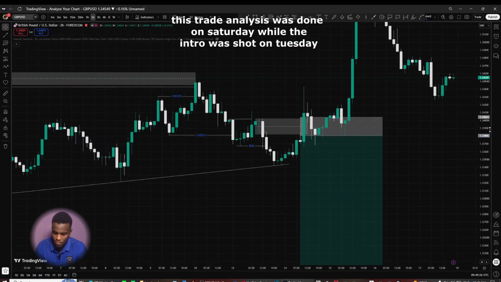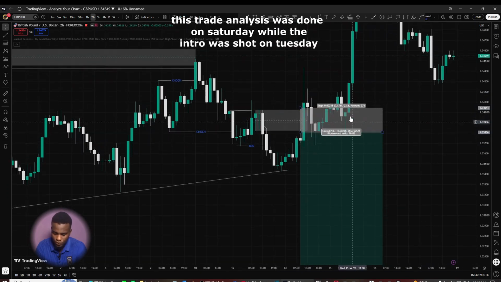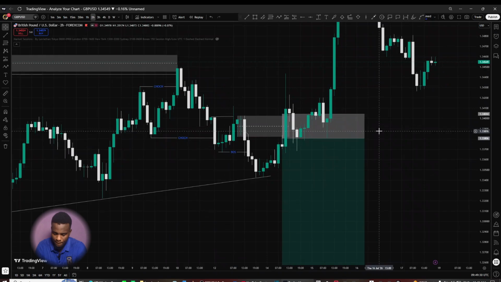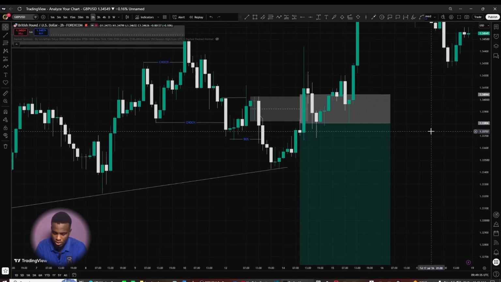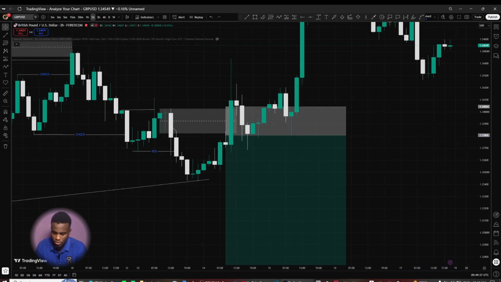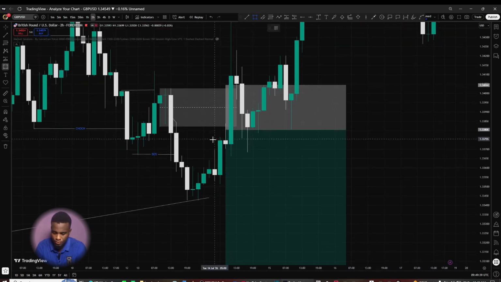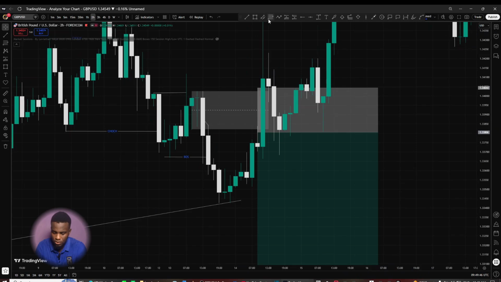This particular day I took this trade was on Tuesday. This was a Tuesday trade. So what happened on Tuesday was CPI came out on Tuesday. If you notice closely, you will see that I was triggered in at this point here. After I was triggered in, this is a 2 hour candle, I was triggered right here.